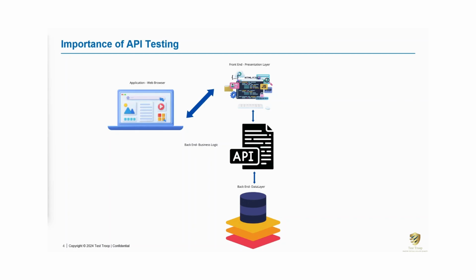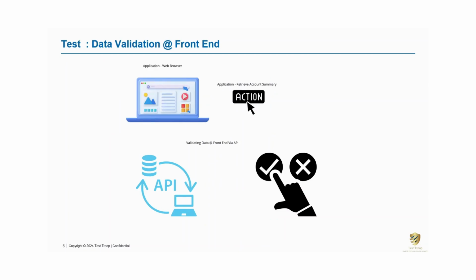In this case, to ensure the front end is correctly calling the API that gets an account summary, we can implement a small test that invokes the same API with the same parameters. By comparing the response that we get from the API with the data that is shown in the front end, we can verify whether the correct information is displayed or not.